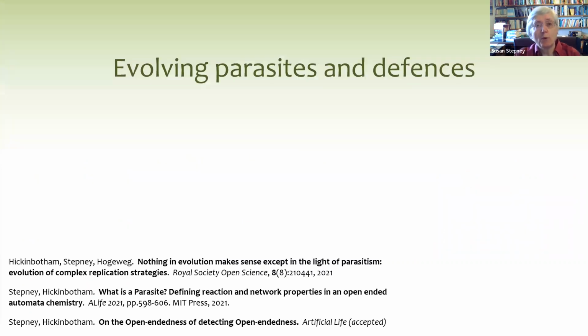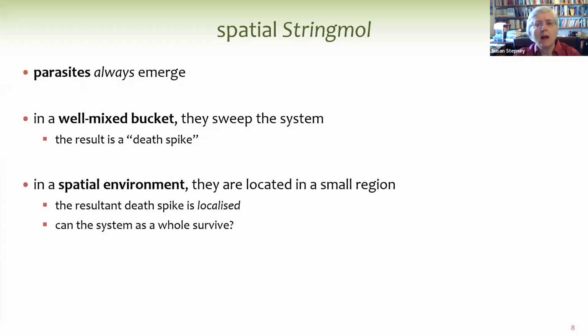So we wanted to look at these parasites in more detail because there was something interesting going on, and can the strings evolve defenses against the parasites? So that's what we've been doing most recently, in a variant of Stringmol called spatial Stringmol. So we found that these parasites always emerge, and the problem is in the well-mixed bucket, they sweep the entire system, resulting in this death spike.